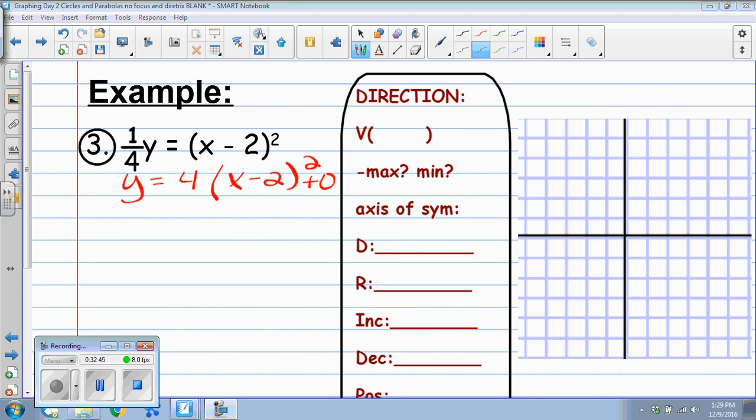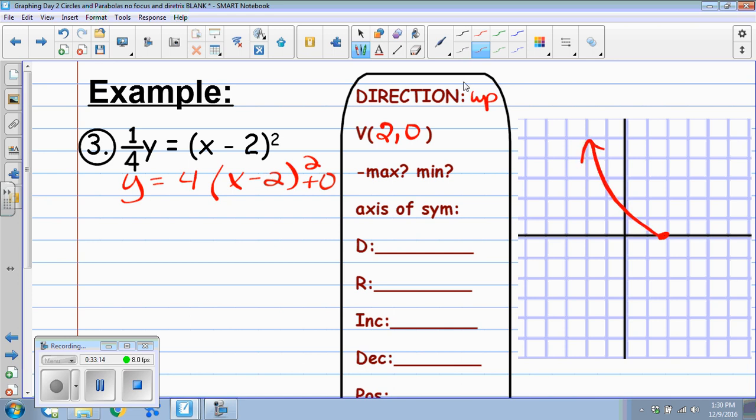Okay, so it's y equals. So that means it either opens up or down. And a is positive, so that means it opens up. The x-coordinate for my vertex is positive 2, and my y-coordinate is 0. See, there was no k, so that just means it's 0. And so (2, 0) is right here, so that's my vertex, and I know it opens up.